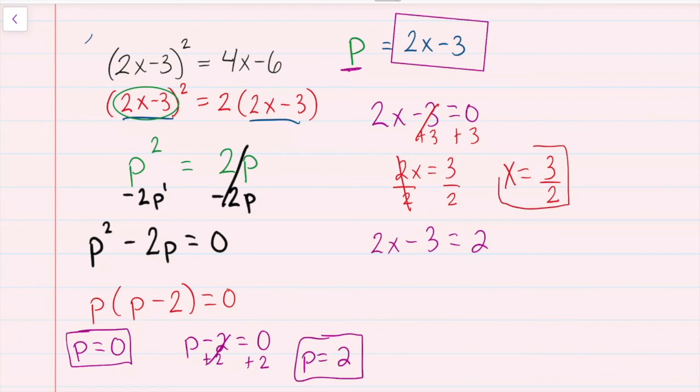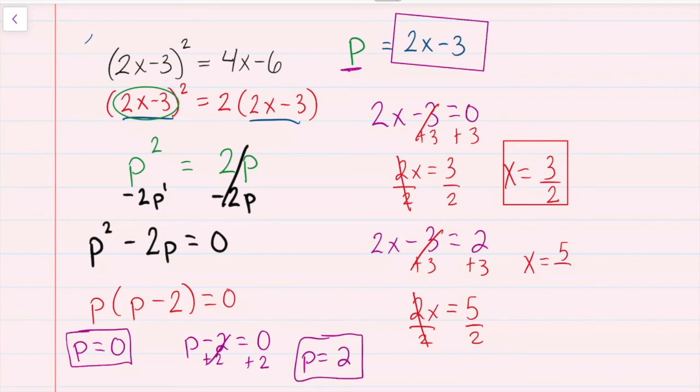But that's one. Gotta check the rest. Plus 3, plus 3. That's 2x equals 5. And when you divide by 2, my second answer is x equals 5 over 2. There it is. Using a little substitution will go a long way. And that's the way you solve these interesting quadratics.